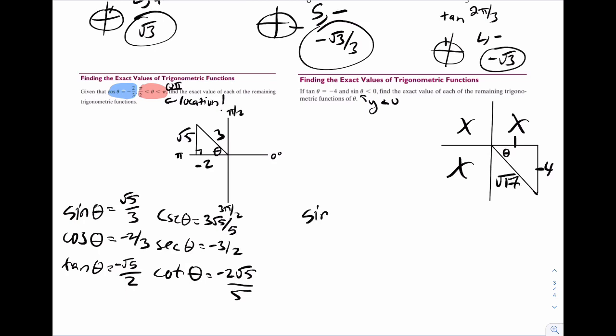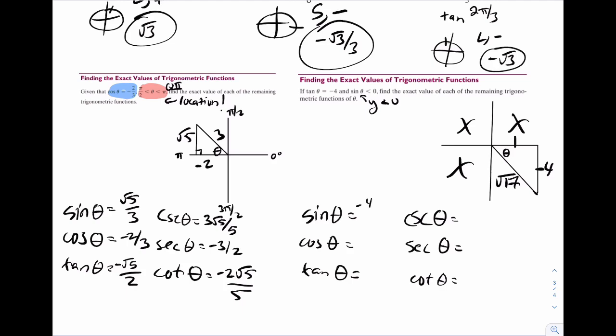So now we're going to get sine, cosine, tan, cosecant, secant, cotan. And now look at your triangle. Sine is o over h, so that would be negative 4 root 17 over 17. Cosine is 1 over root 17, which is root 17 over 17. And tangent is given, that's negative 4.